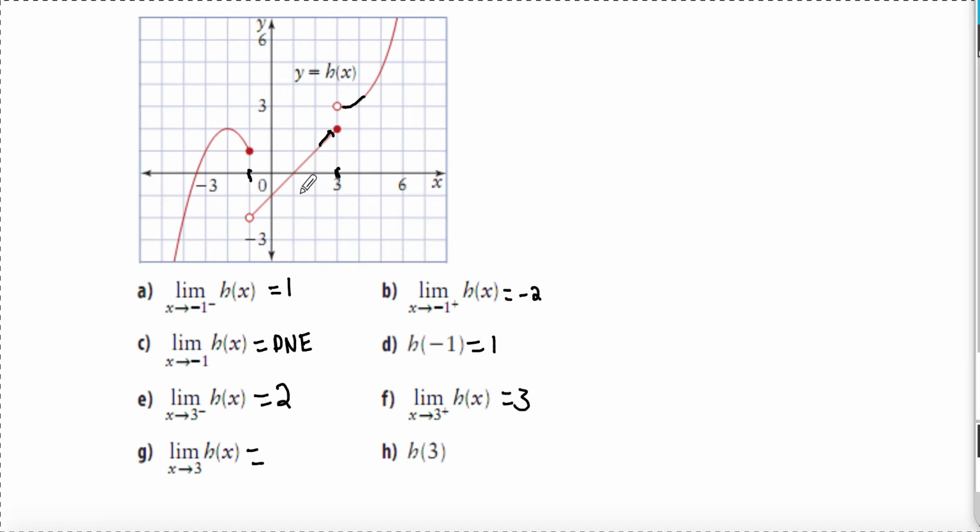So from the left, I apologize, is a y value of 2, and from the right, the limit approaches +3. The limit from the left and the right are not going to be equal. So overall, our limit does not exist. But h of 3, the actual y value there, is 2.